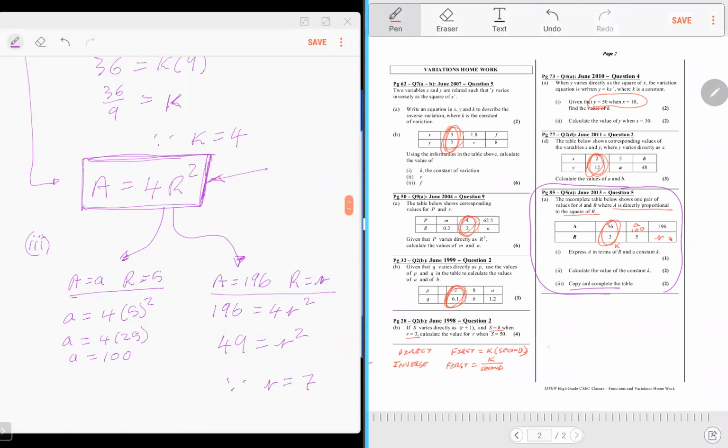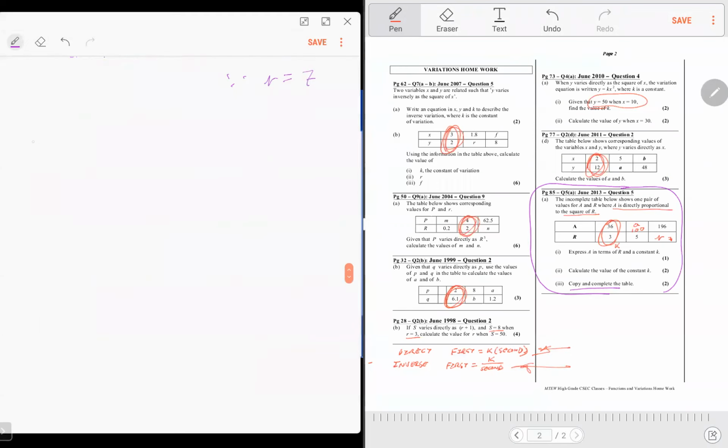Just know that direct means times and inverse means divide. Direct means k times, inverse means k divided. Inverse means 1 over, you know? Let me show you an example for direct. Give you an example, show the common sense of it.